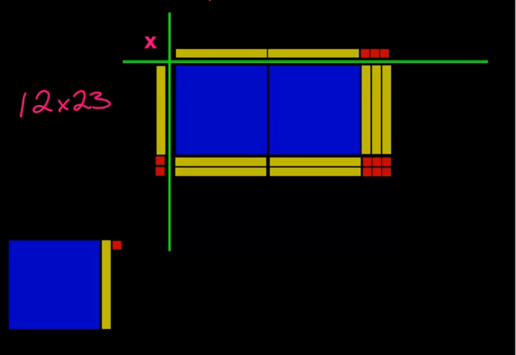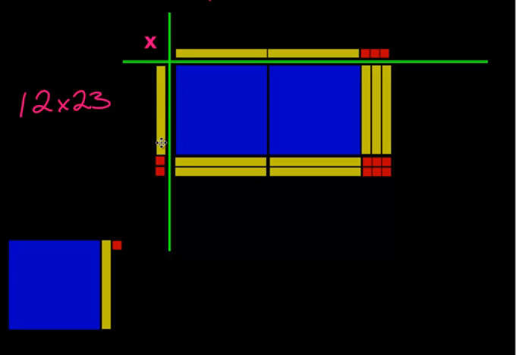All right, we are going to look at using base 10 blocks to multiply decimal numbers. But just a quick review, you've already learned how to use base 10 blocks to multiply regular numbers. So if we take a look at this question here, we have 12 times 23.